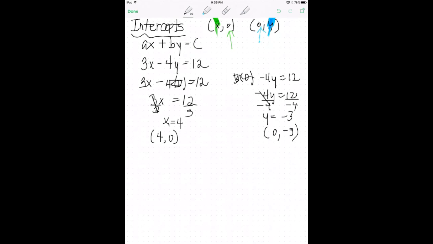So then from there, all you have to do is plot those 2 points on your graph. So (4, 0) is going to be 1, 2, 3, 4 right here. And (0, -3), I'm going to go down 3, 1, 2, 3, is going to be right here. And so then I would draw the line.